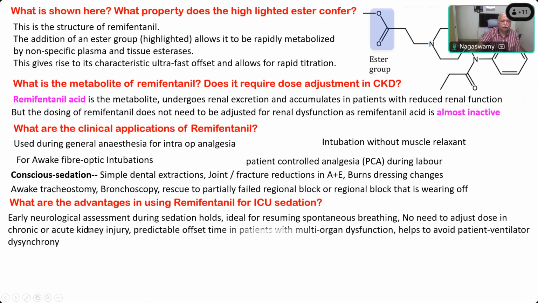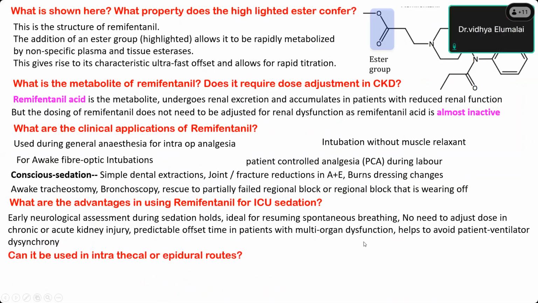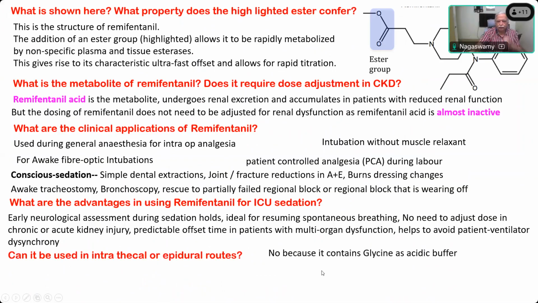Early neurological assessment during sedation hold, ideal for resuming spontaneous breathing, no need to adjust dose in chronic or acute kidney injury, predictable offset time in patients with multi-organ dysfunction, and helps to avoid patient ventilator dyssynchrony also. Okay, these are all the advantages. Can it be used in intrathecal or epidural routes? No, sir. Because it contains glycine as acidic buffer, and glycine is an inhibitory neurotransmitter.